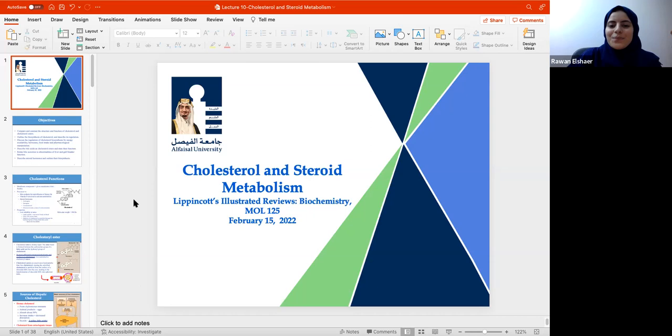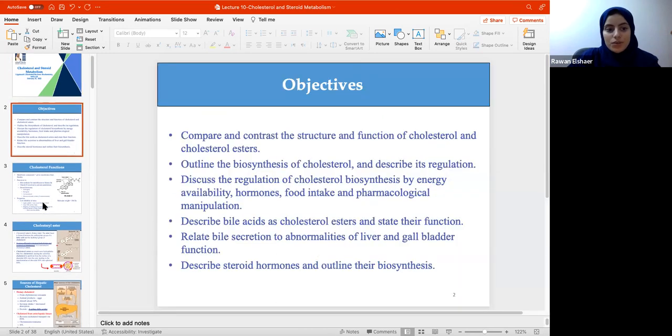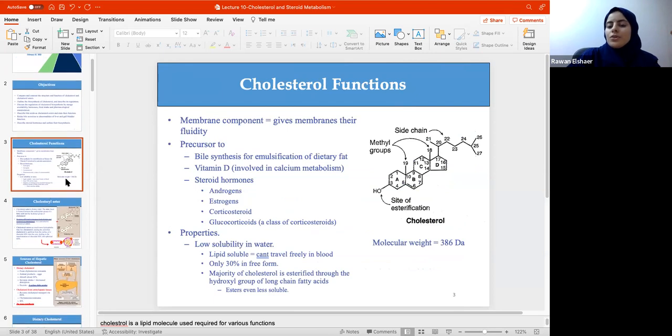So the first thing you need to know is that cholesterol genuinely has a bad reputation because it's linked to heart disease, atherosclerosis, and many other diseases. We know that high levels of cholesterol in the blood are a risk factor for many diseases. But it has vital functions in our body, and this is important for you to know. That's mainly what we're going to discuss: their functions, and how cholesterol is made and synthesized.